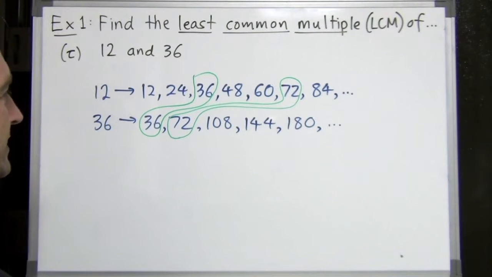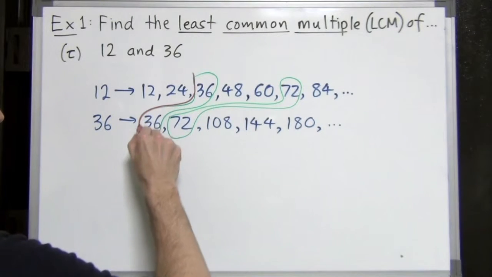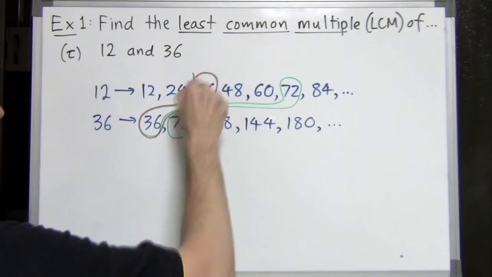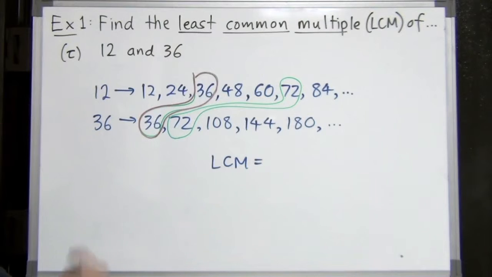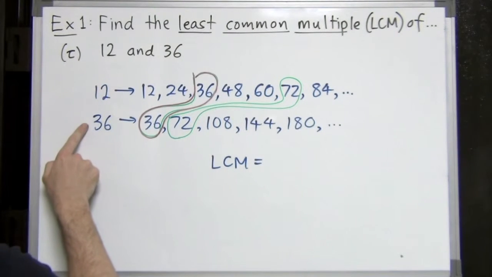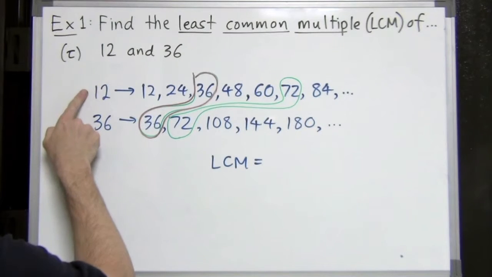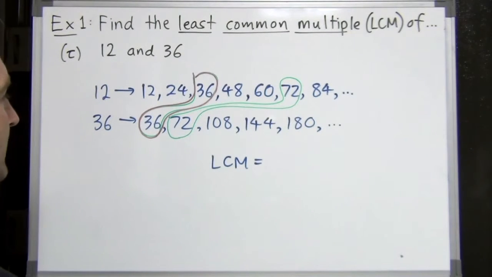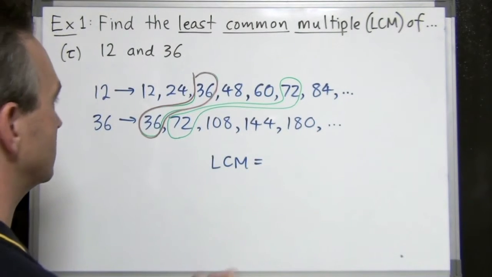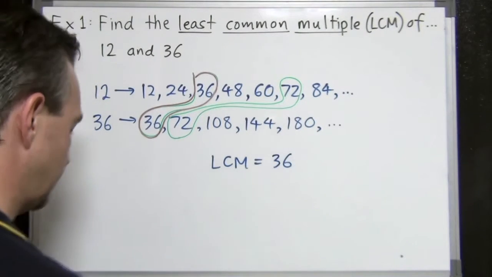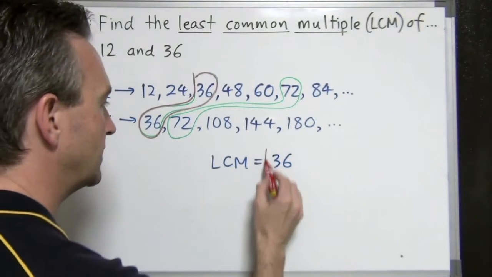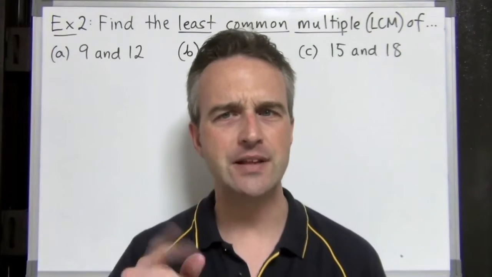This is a bit of a weird case because our least common multiple is actually one of the numbers we started with. The reason this has happened is because one of these numbers is a multiple of the other, okay? 36 is a multiple of 12. 12 times 3 is 36. And when that happens, the larger of the two numbers is going to be your lowest common multiple, 36. So this is kind of a special case here. And that's enough from me.